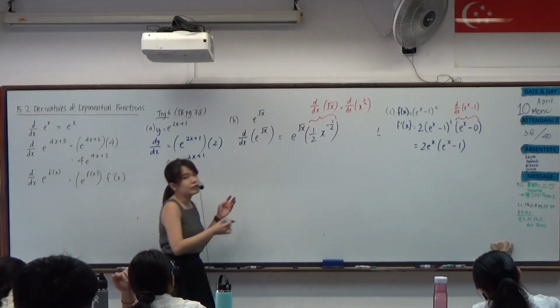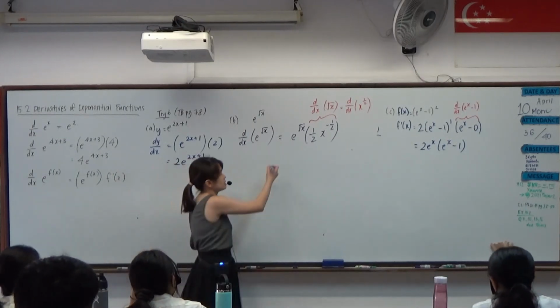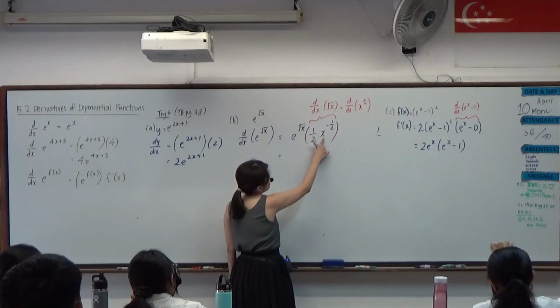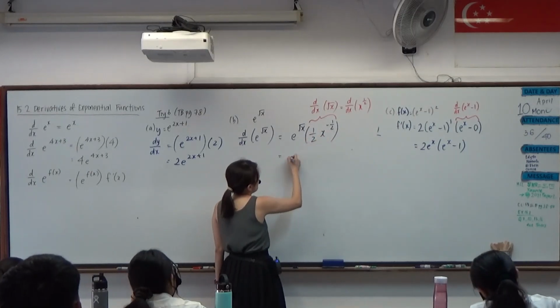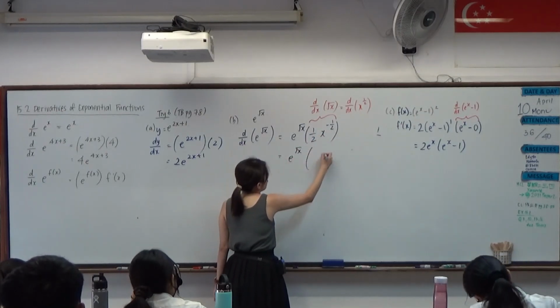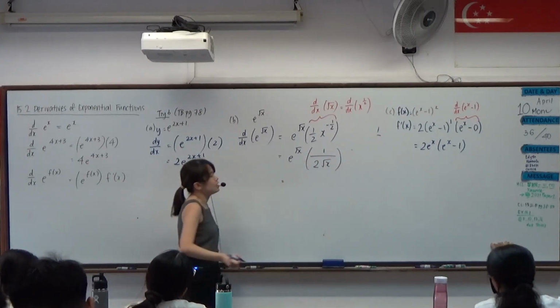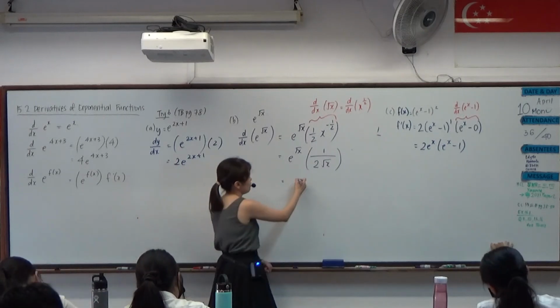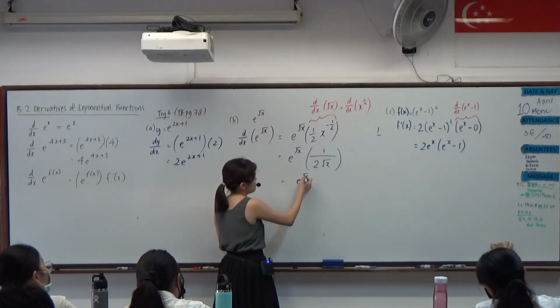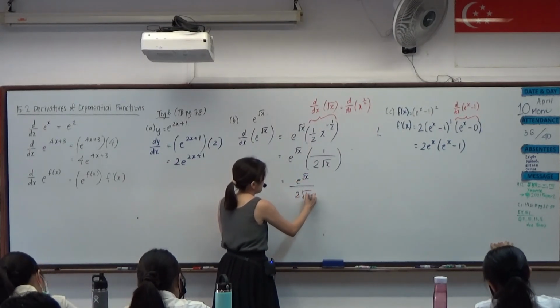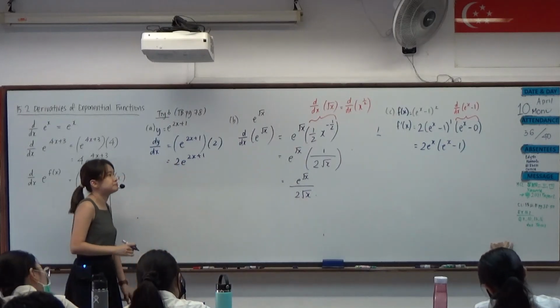And then we try to neaten and tidy things up a little. So this is half, and then x to the power negative half. We know that it is the same as writing 1 over 2 square root x. You can form a single fraction out of it. You can write it as e to the power of square root x over 2 times square root x.